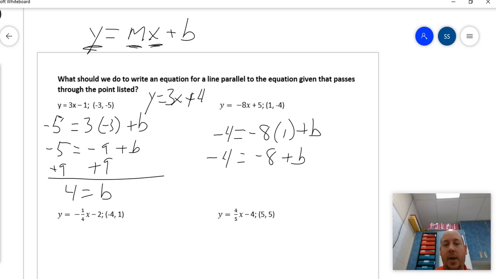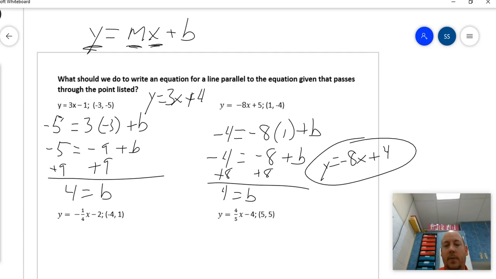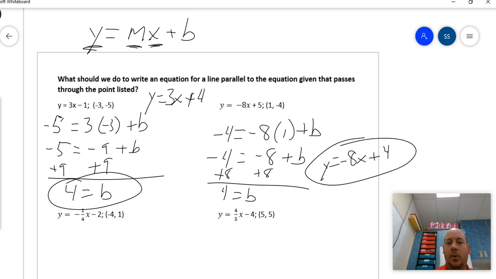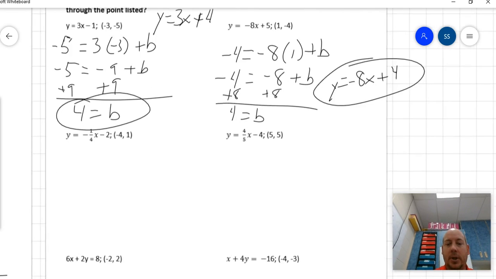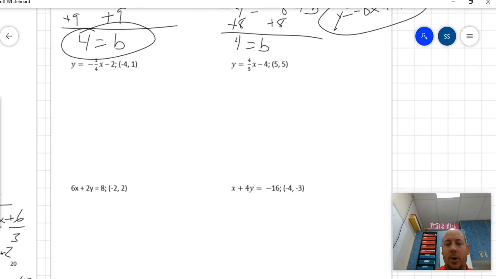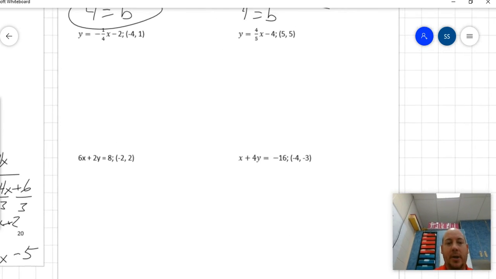Okay, so we simplify that and then add 8 to both sides. So 4 is equal to b again. So your equation would be y equals negative 8x. Again, the slope stays the same, plus 4. Okay. All right. So if you're watching this, I would suggest we work through these next 4, I would just pause it, try it yourself, and then unpause it and see if you get the correct answer here.